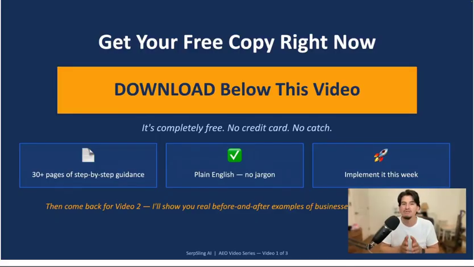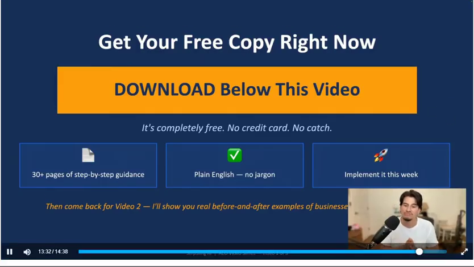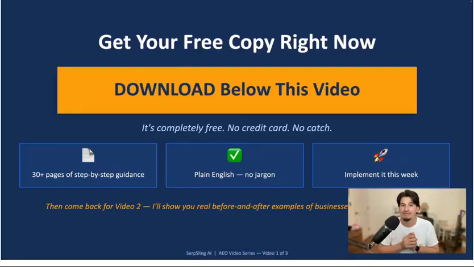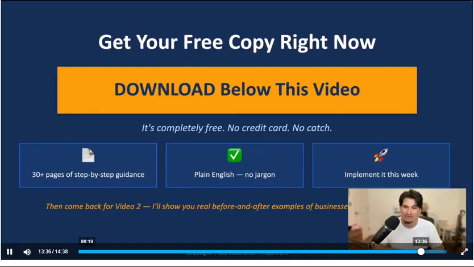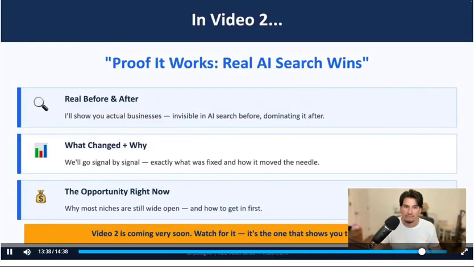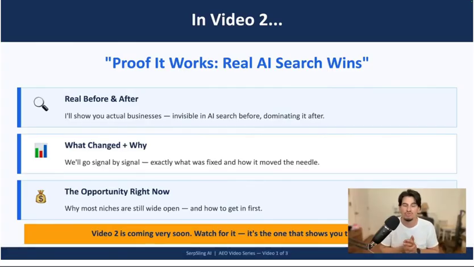And more importantly, you'll be able to implement a lot of what we cover in there right away. Okay, and then come back here for video 2, because that's when we're going to show you real before and after examples of businesses dominating AI search right now. So we kind of put it all together for you. And in video 2, we're going to show you the proof that it works.